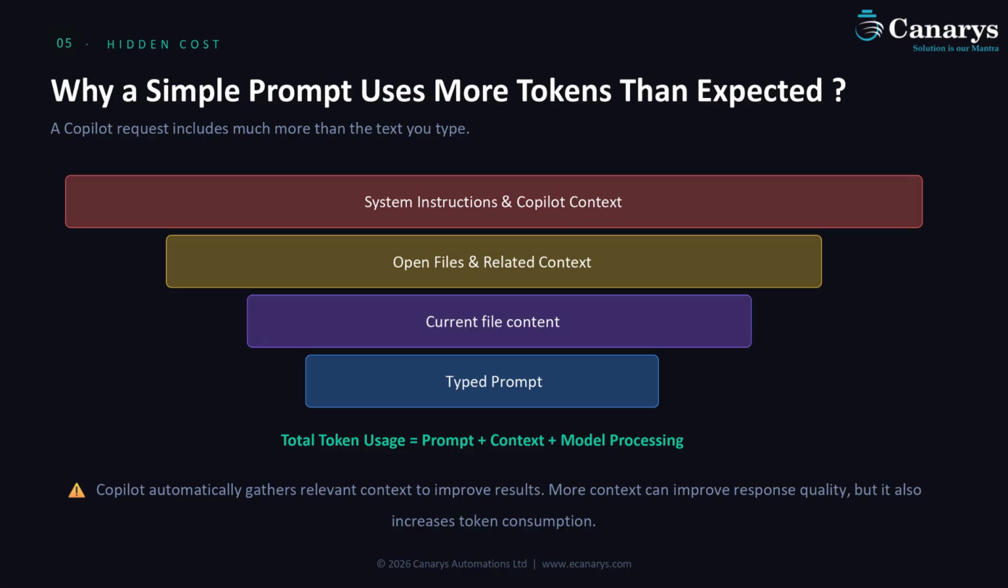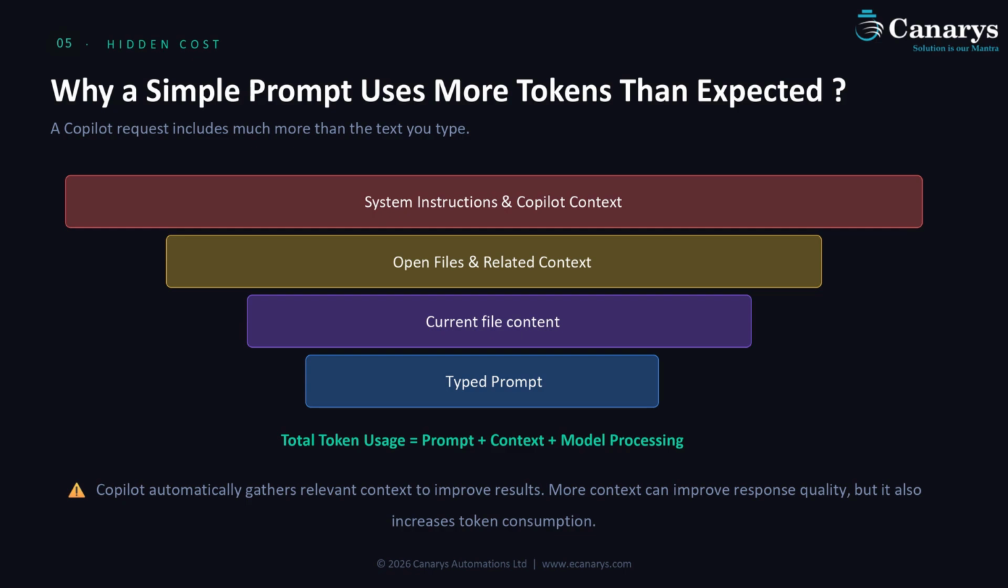At first glance, you might think Copilot only processes the prompt you type. In reality, your prompt is often the smallest part of the request. Before sending it to the AI model, Copilot automatically adds system instructions, current file content, related files, workspace context, and conversation history to help generate more accurate responses. This additional context improves the quality of the answer, but it also increases the number of tokens processed. That's why even a simple question can consume far more tokens than expected and contribute significantly to AI credit usage.